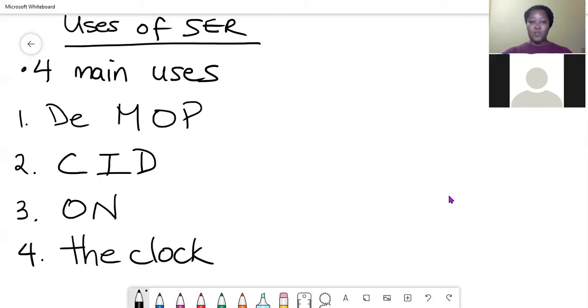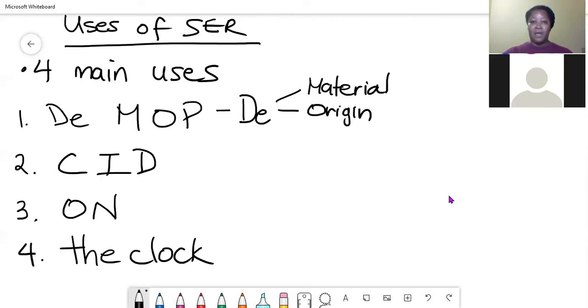So the first use of SER is with de. And it's when de is used to tell what material something is made of. And we're going to look at some examples. It's used to speak about origin, and it's used to speak about possession.